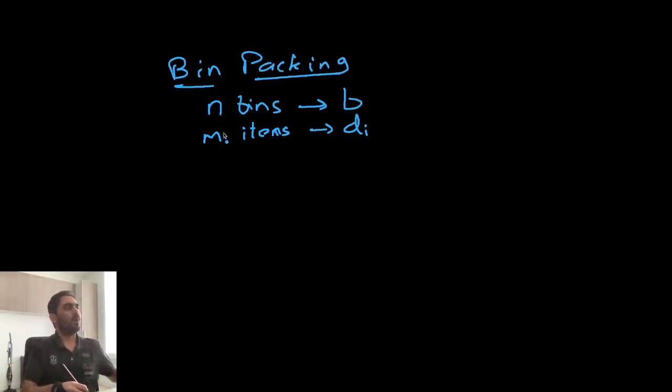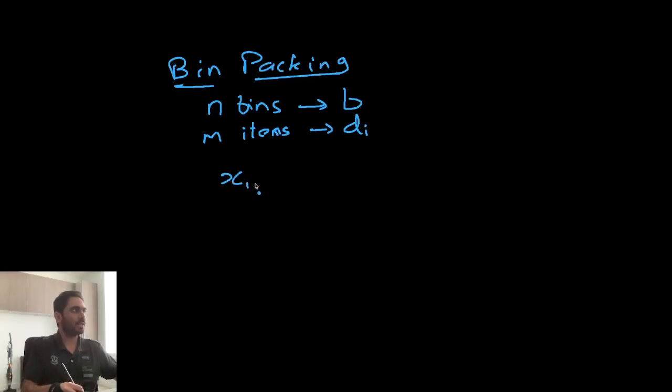So all items cannot fit in one bin, so that's a trivial condition. Otherwise the problem is very simple, right? So put all the items in one bin and then we are done. So the sum of all d_i is strictly greater than B, let's say. So we need at least 2 bins, or more than 2 bins in general, and we want to minimize the number of bins that are needed to pack all these items, m items. Okay, so a standard model for this kind of problem is something like this.